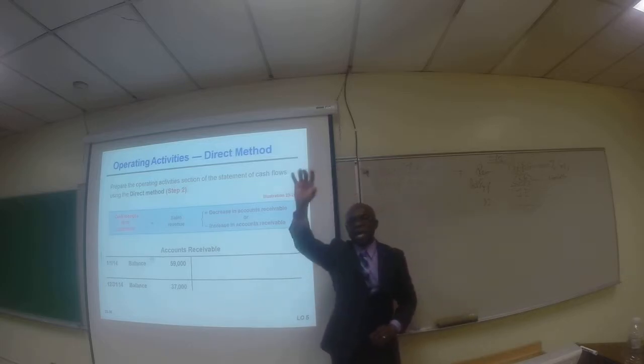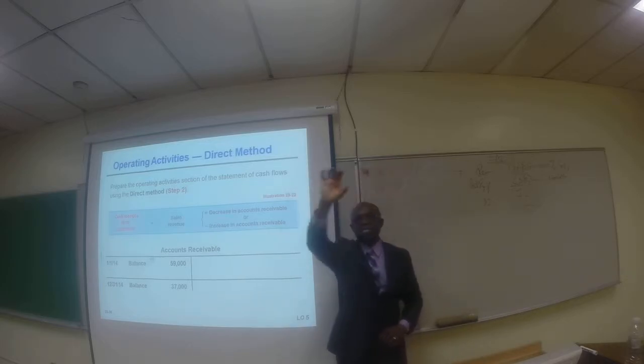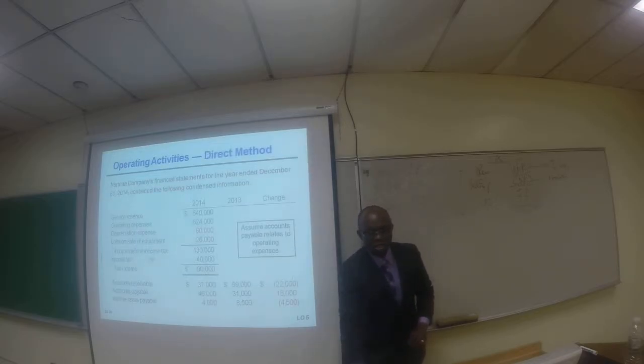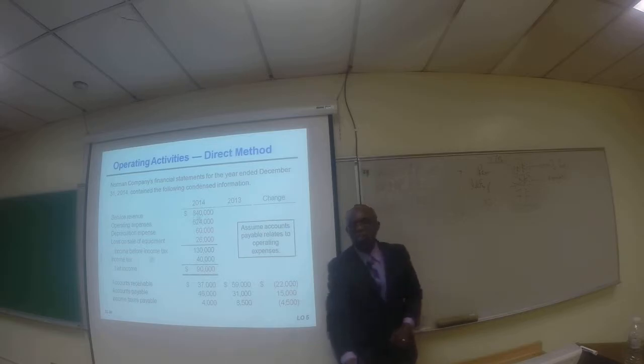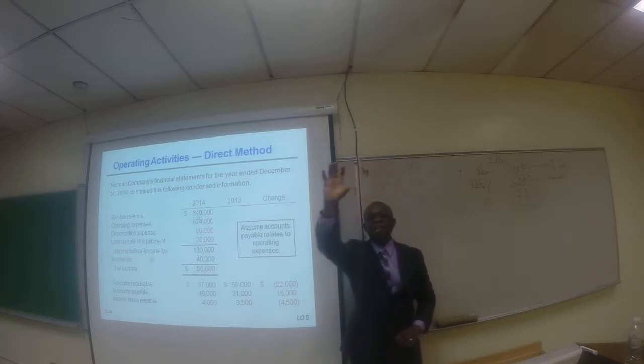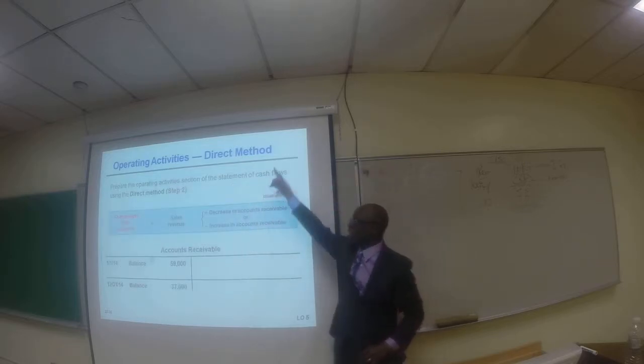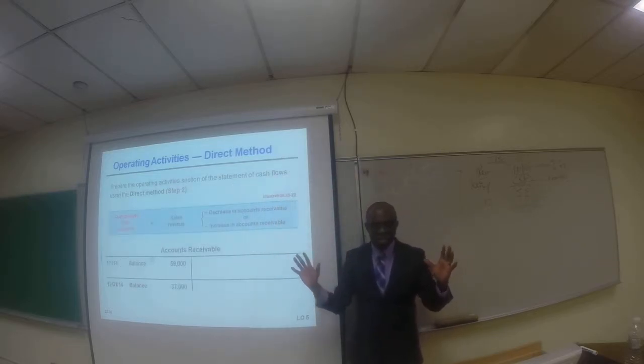The first line item on the income statement is sales revenue. The sales revenue here is $840,000. The question is, of the $840,000 sales revenue reported in the income statement, how much of the $840,000 is cash? Again, we are starting from the top because this is the direct method. So this is how we determine that.